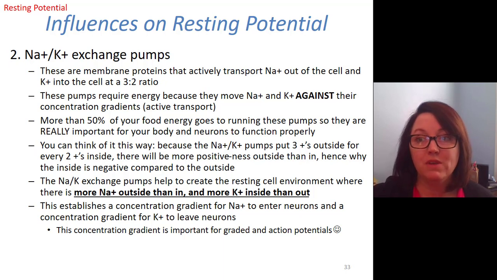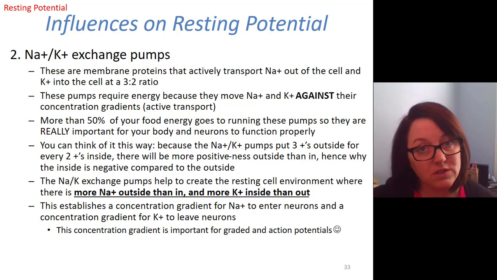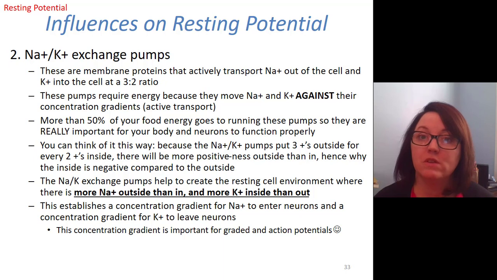And again, resting membrane potential is negative on the inside compared to the out. So the fact that we're putting more positive ions on the outside helps with this negative resting membrane potential on the inside.